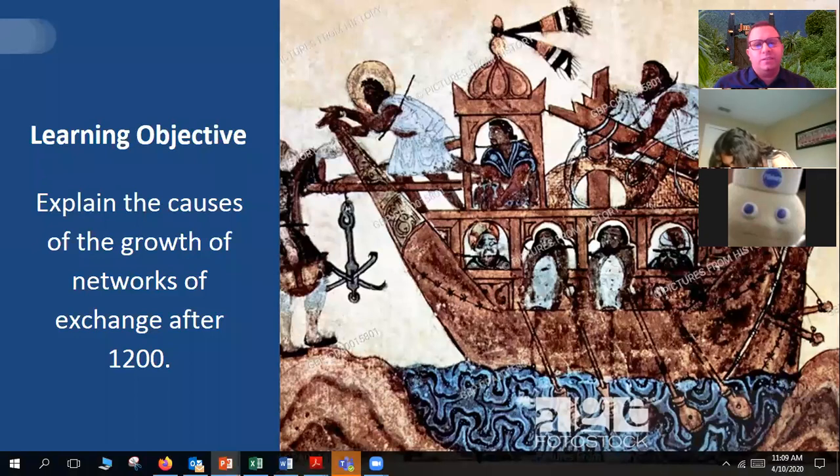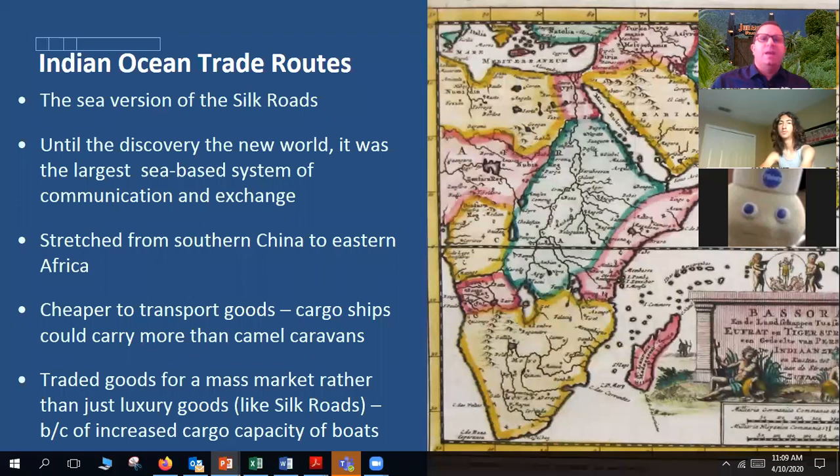And so our objective for this lesson remains the same as the one from Tuesday or Wednesday, which is to talk about the growth of trade networks after the 1200s. Wednesday, we used the example of the Silk Roads. Today, we'll use the example of the Indian Ocean trade routes. The easiest way to think about Indian Ocean trade is that this is the aquatic version, the maritime version, the sea version of the Silk Roads. It's the same concept, and as you're going to see today, a lot of the same things are happening.